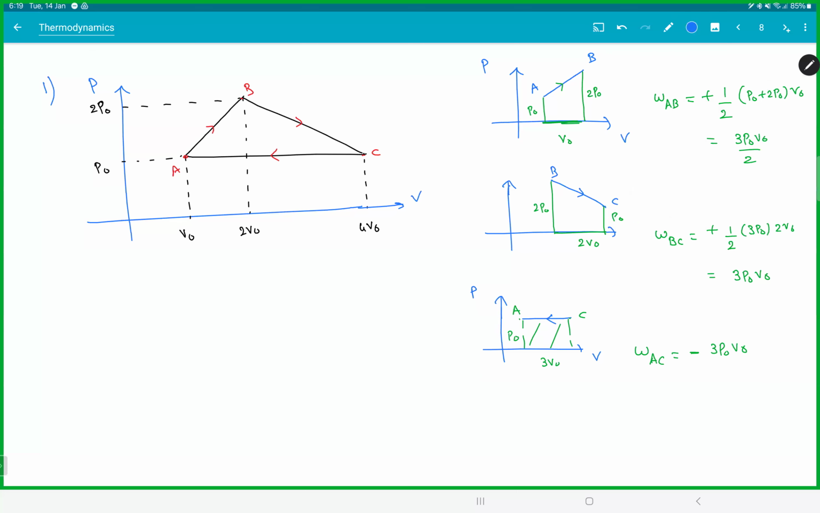Now you can add all of them, or work done in this entire cyclic process ABCA is the area of a triangle plus it's a clockwise positive half, base is 3V naught, height is 2P naught minus P naught. And if you add all these three, you'll get the same answer. So if you add AB, BC, CA, that is as good as finding the whole thing. Clear, everyone? So just be careful with the signs.